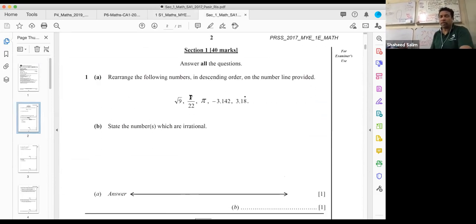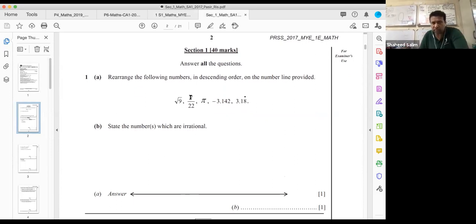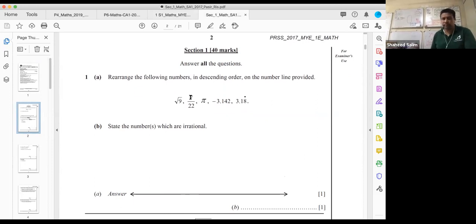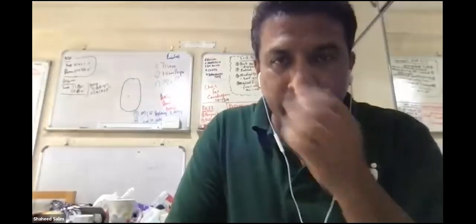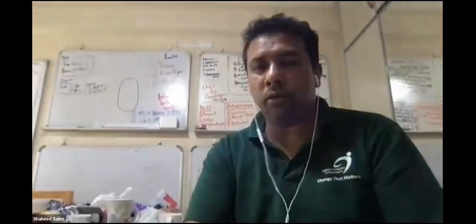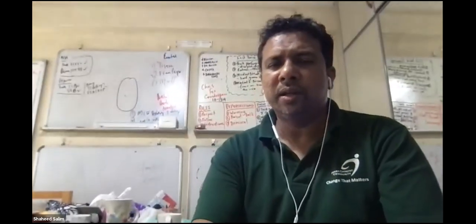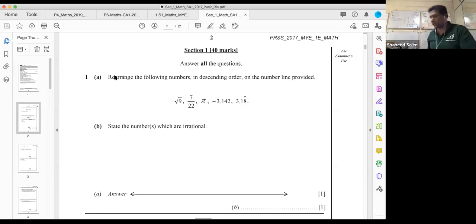Rearrange in descending order. Descending order means big to small. Can you go through approximation and estimation? Approximation and? Estimation. Okay, let me check the book. Approximation. But is that an important topic? Your teacher said this, is it?